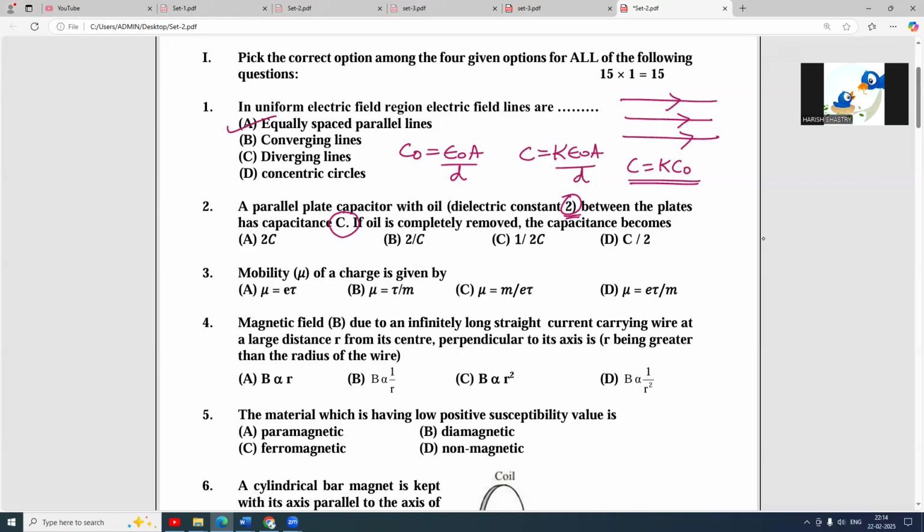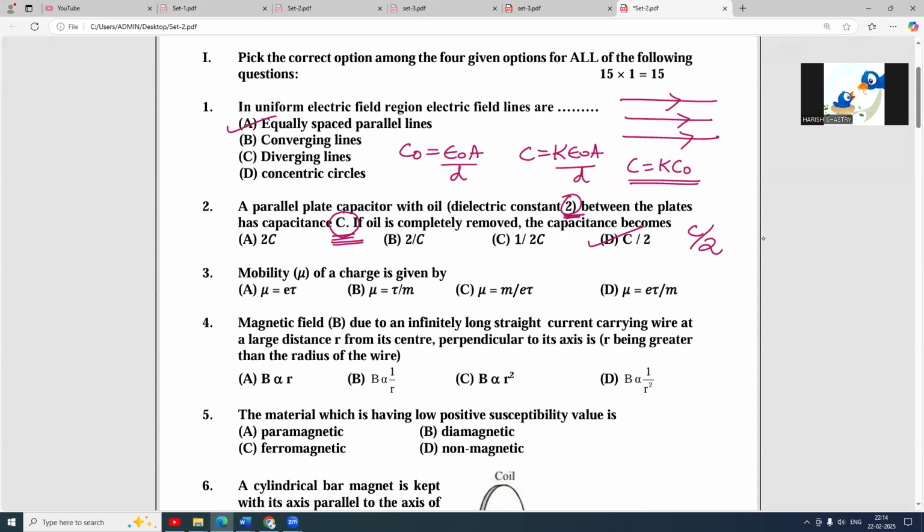That means with the medium as dielectric, capacitance is C. There is a medium of dielectric constant 2 between the plates. When you remove the medium of dielectric constant 2 between the plates, then the new capacitance becomes C by 2. That is this option. So C itself is a capacitor with the medium of dielectric constant 2 between the plates. When you remove it, you have an air capacitor, which is C by 2.